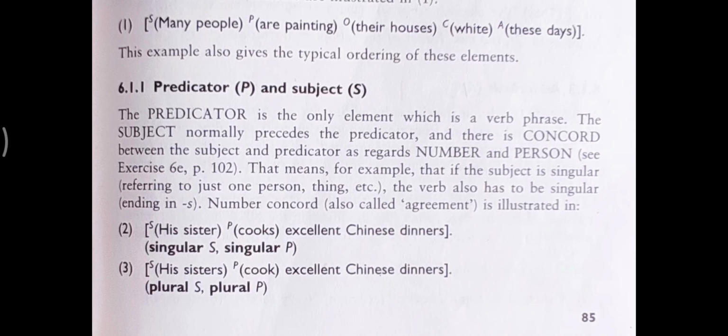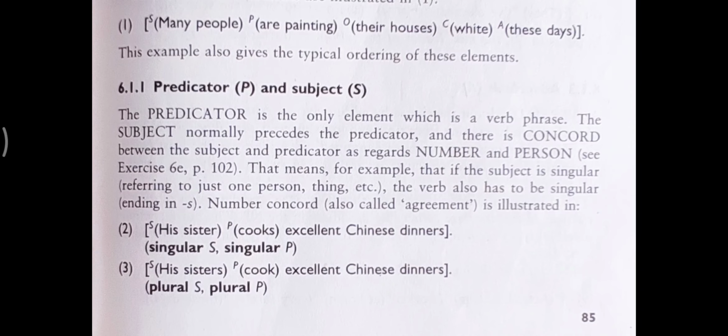If the subject is singular, the verb needs to be singular. If the subject is plural, the verb should be plural. Means a plural verb doesn't take s or es. Okay, so that is what we have seen in our earlier few lectures.